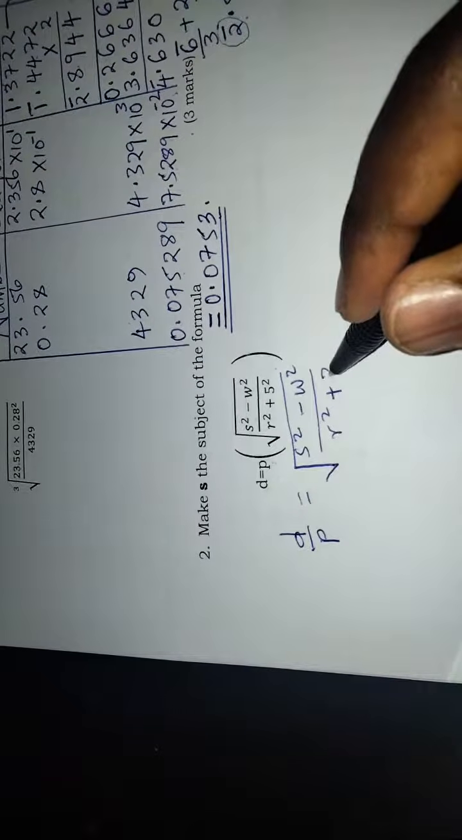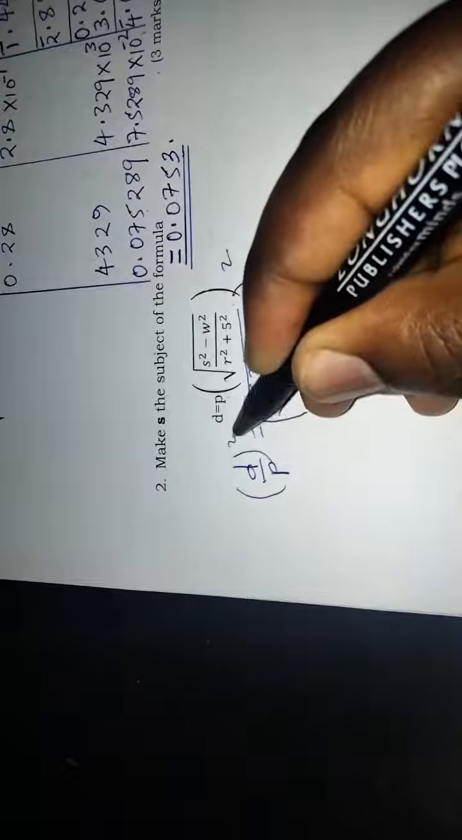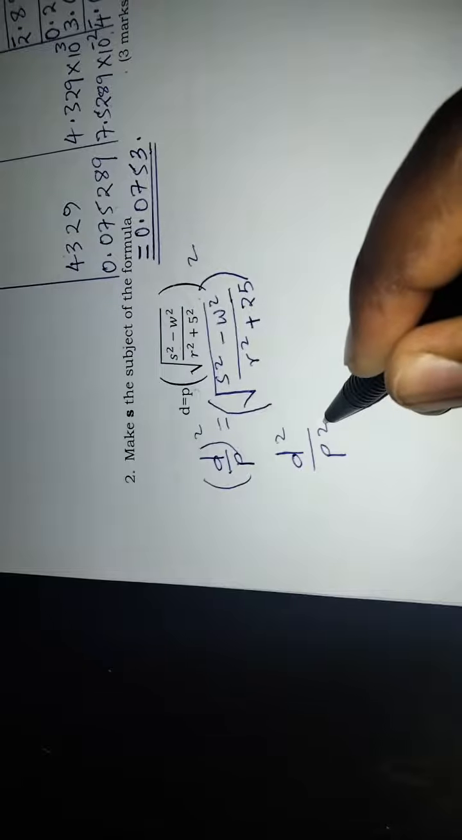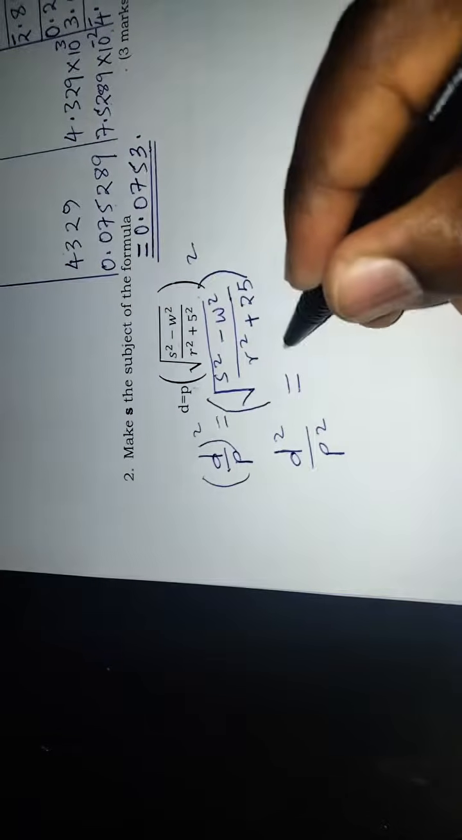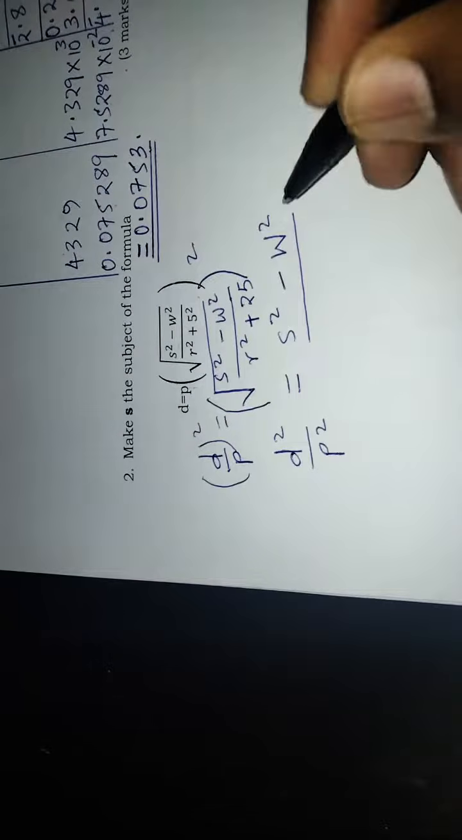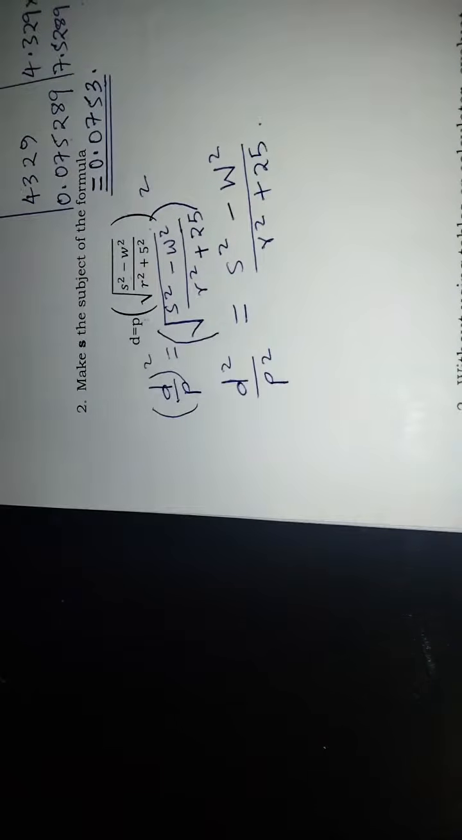So we can have it as 25 because it's 5 squared. Now that we have a square root sign here, we can do away with it by squaring both sides. We can square this side and we also square this side, so that we have d squared out of p squared being equivalent to s squared minus w squared out of r squared plus 25. Remember, our intention is to remain with s alone.